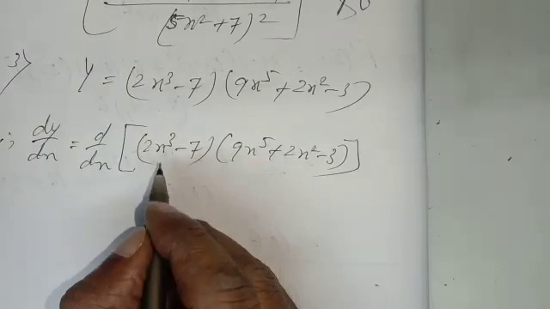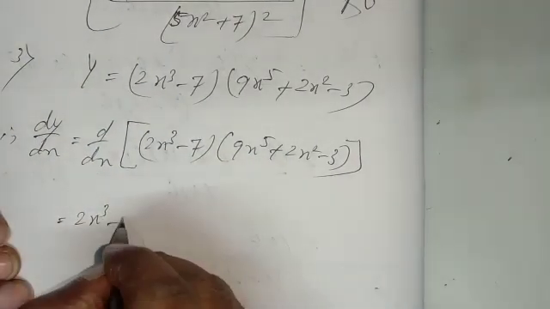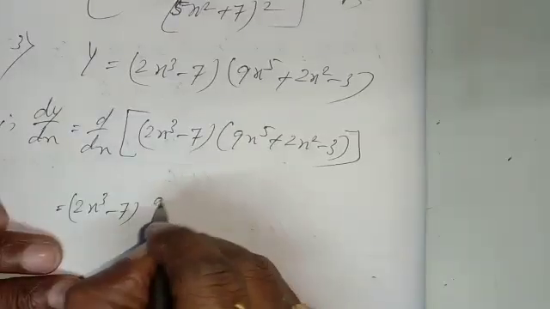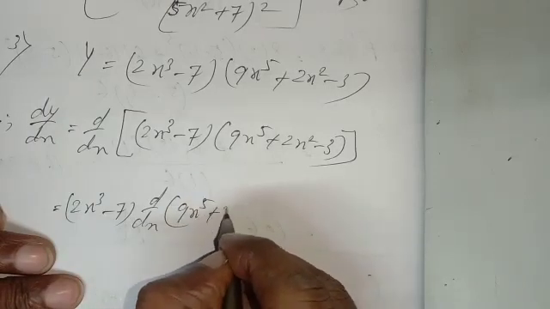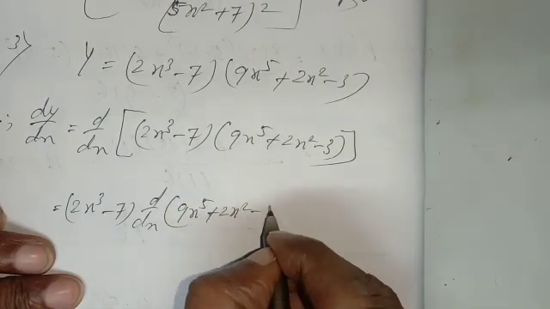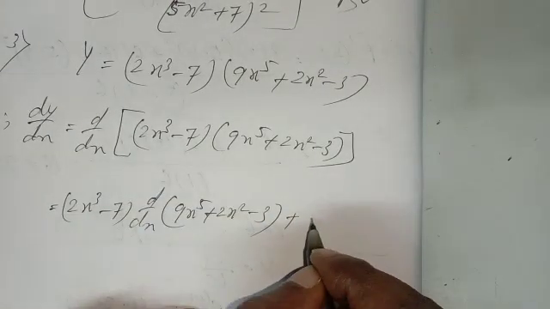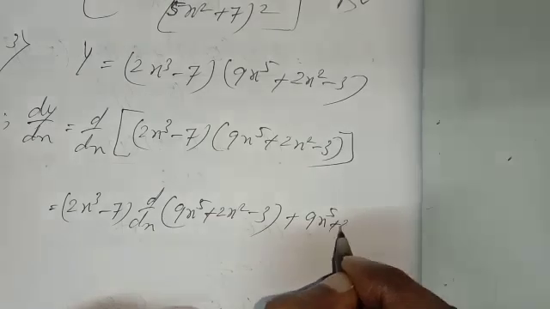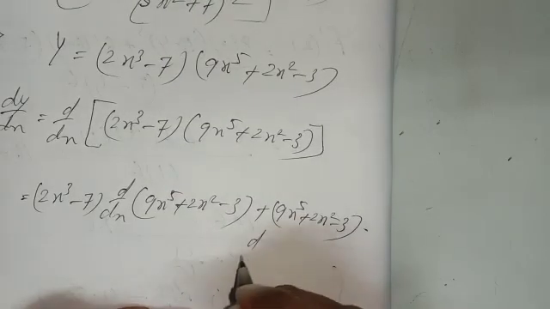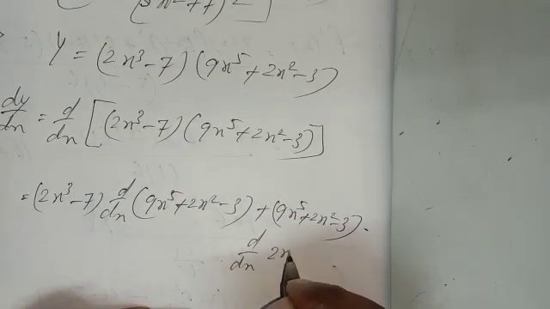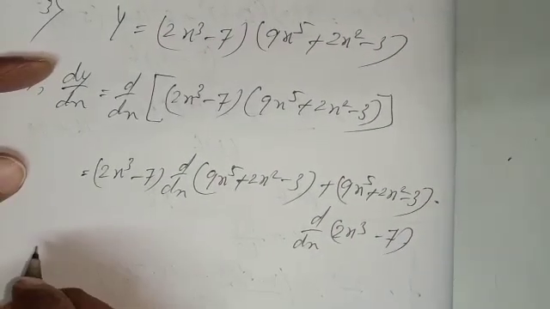You have to apply here the product rule, means first function into derivative of second. I am writing the formula first. Derivative of second, that is 9x to the power 5 plus 2x square minus 3. Then plus first function derivative of second plus second function into derivative of first one. What is that? That is 2x cube minus 7. Okay. Now tell me what is the answer you are getting here.